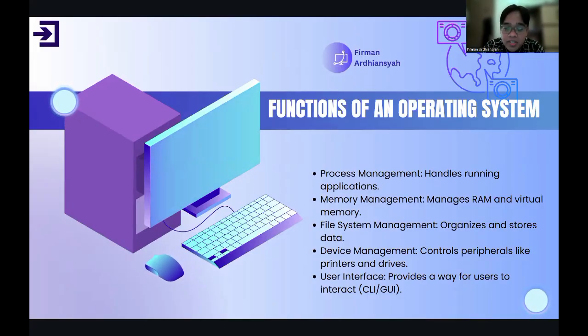And number four is device management. It controls peripherals like printers and drives. And number five, the last, is user interface. It provides a way for users to interact, through CLI and GUI.